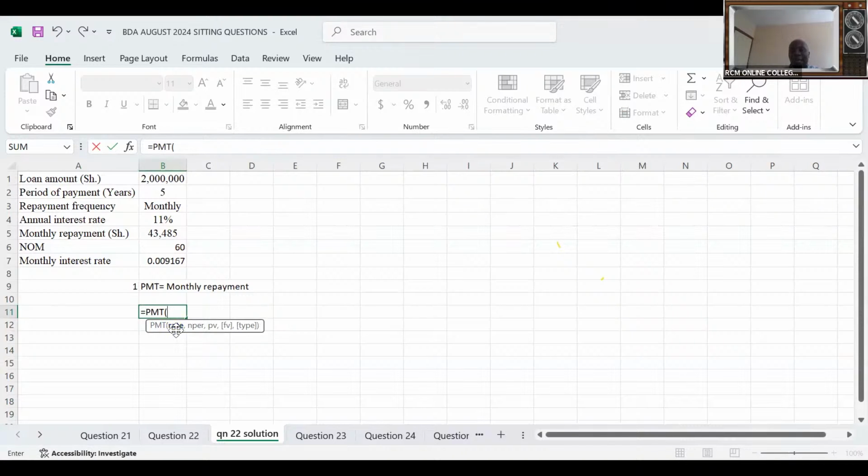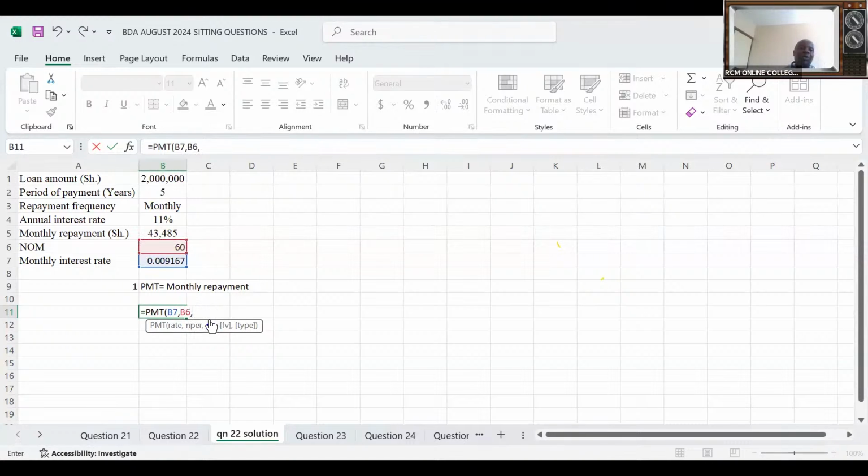So when you tab like that, you can see now the narration, PMT rate. What is the rate? It is this monthly interest rate. I pick it like that. I'm simply following this. This will be able to tell me, on a monthly basis, how much I will be paying. So the rate is this cell here, comma. Then I have number of periods. Number of periods, these are number of months. They are 60, comma. Then I have the present value.